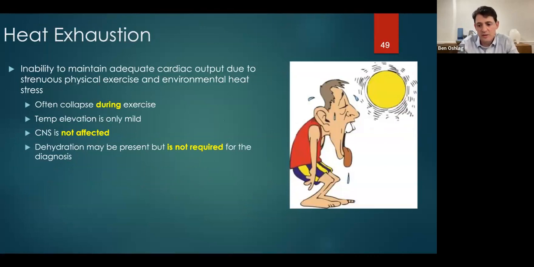Heat exhaustion, this is one of the most common causes of collapse that you'll see, especially if you work at any sort of a big event, big race, something like that. So your inability to maintain adequate cardiac output due to strenuous exercise and environmental heat. You often collapse during exercise or at the very end of exercise, sort of overlaps a lot with exercise-associated collapse, which isn't exactly this, but you do have a mild elevation in temperature. And of note, your CNS is not affected, you're not altered, your mental status is okay. You might be dehydrated, but it's not required to have heat exhaustion.